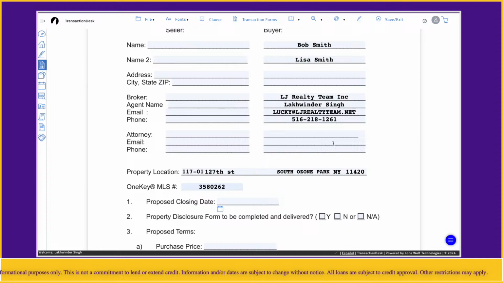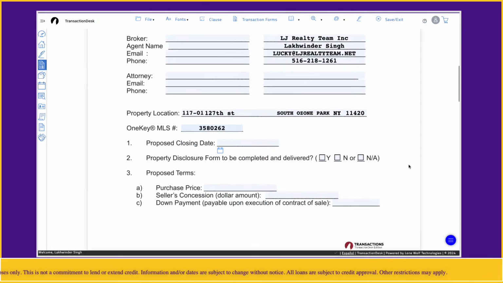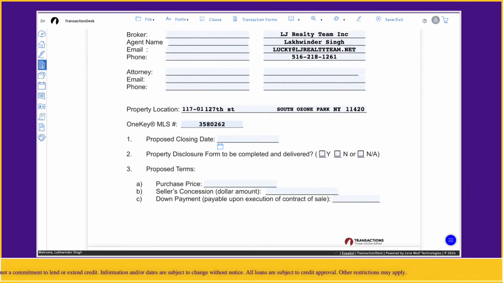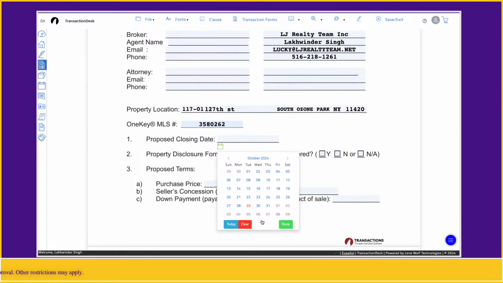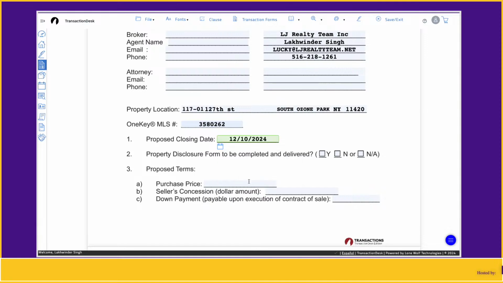Next is asking you when is the proposed closing date. So if it's a mortgage, if they're getting a 30-year mortgage, if they're working with anybody, typically you want to put in for 30 to 45 days. If it's a cash deal, maybe you can close within 1 to 2 weeks. But typically you want to put in for at least 30 days or so. So if today's the 29th, maybe I want to put in for December 10th, maybe.